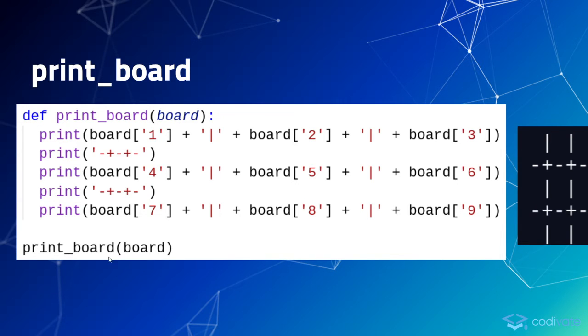And this is how we would do that. Print board, and then we are printing the board, which is just the dictionary we're inputting into our function in this case.